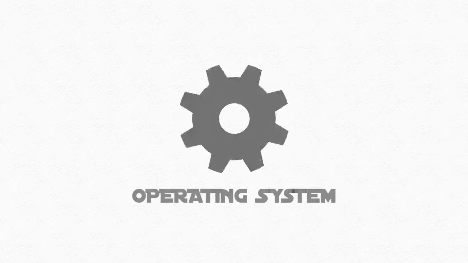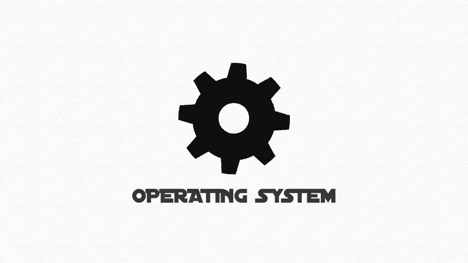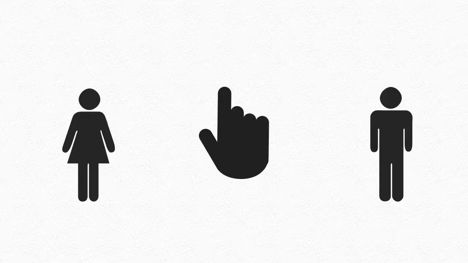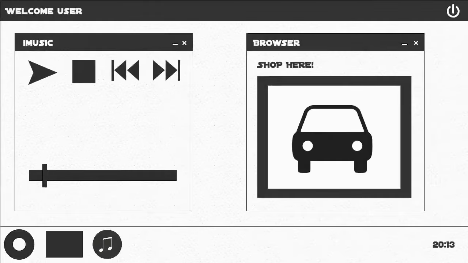So, we now understand how it works under the hood. So, how do we, the user, interact with the operating system? We rely on the use of a user interface. This gives us a visual understanding of what we are trying to do when we interact with the system.